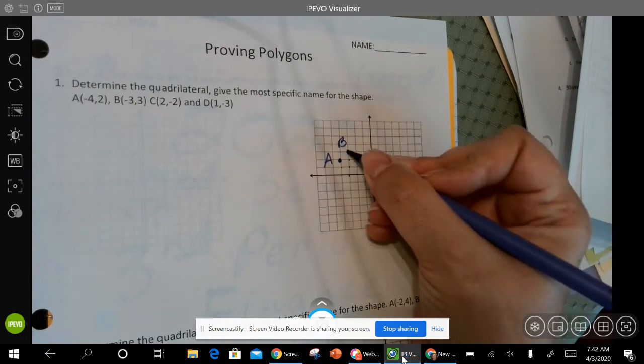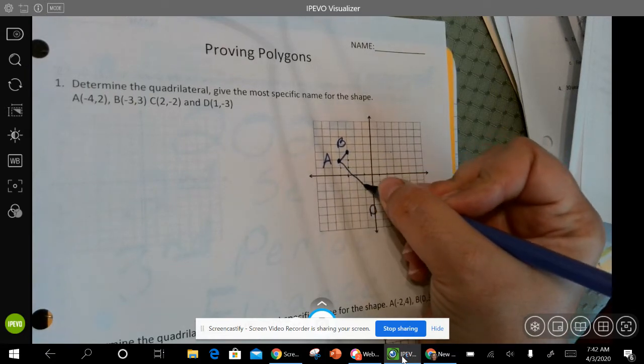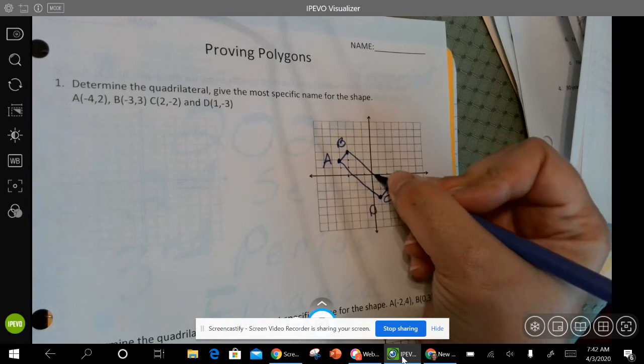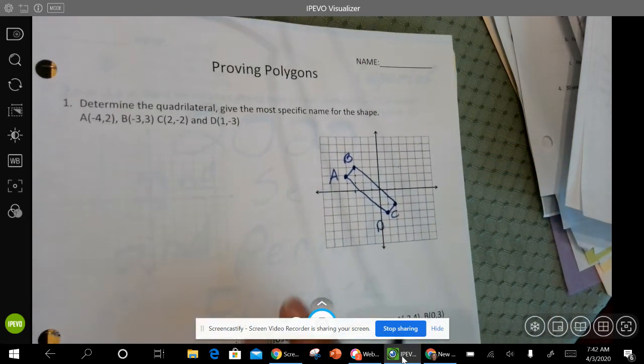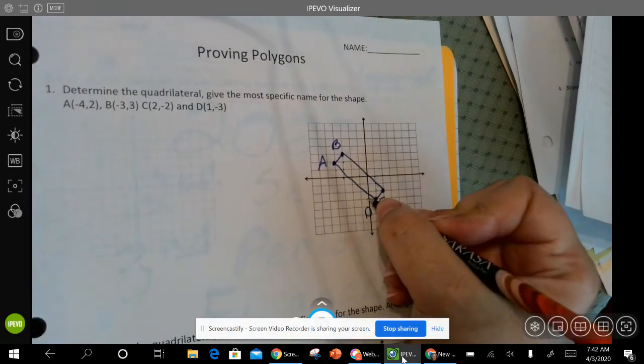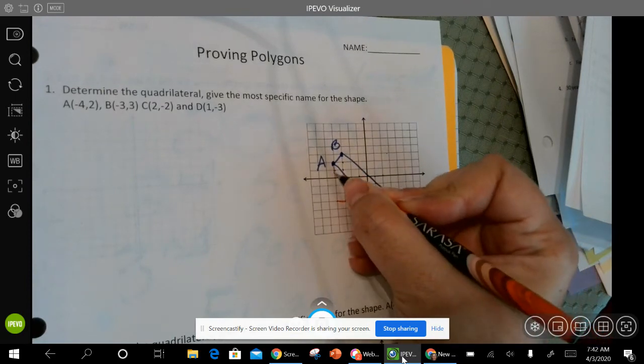Okay, and then we're just going to connect the vertices, the corners. Okay, so it says determine and give the most specific name for the shape for this one. So what I'm going to do, it looks like it is a rectangle. So what I'm going to have to do is prove that using slope.